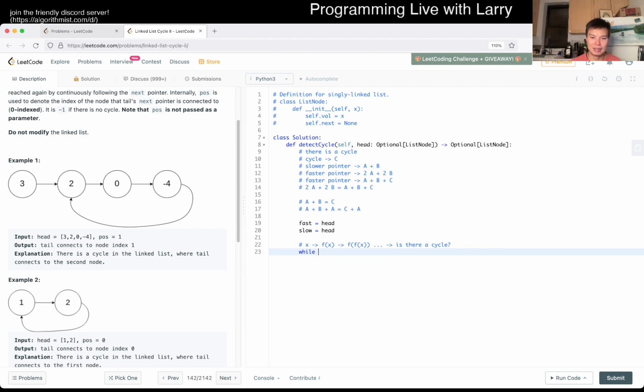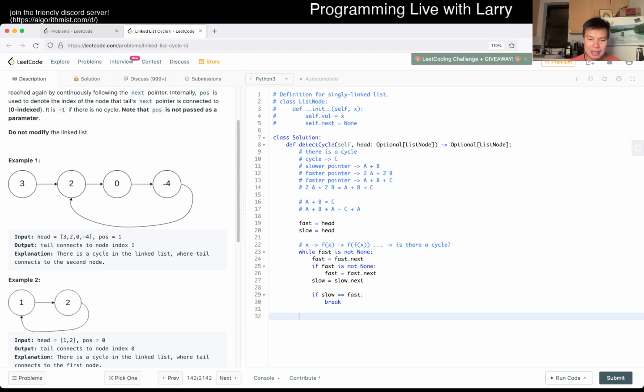While fast is not none, and fast.next is not none, fast is equal to fast.next.next, slow is equal to slow.next. This part I'm a little bit sketchy about, in that I always forget how to write the loop so that there's not an off by one. But if this is a little bit off, I'll just have to modify it. If they're the same, then we break.